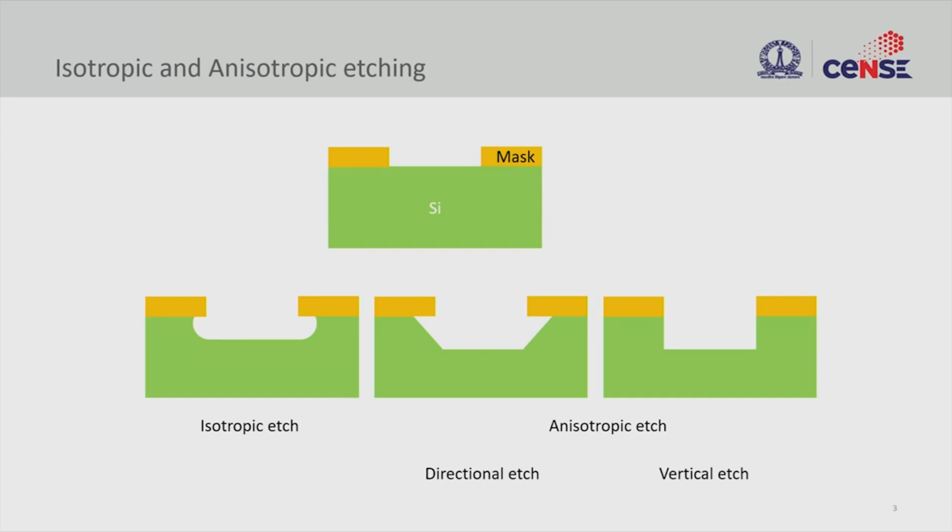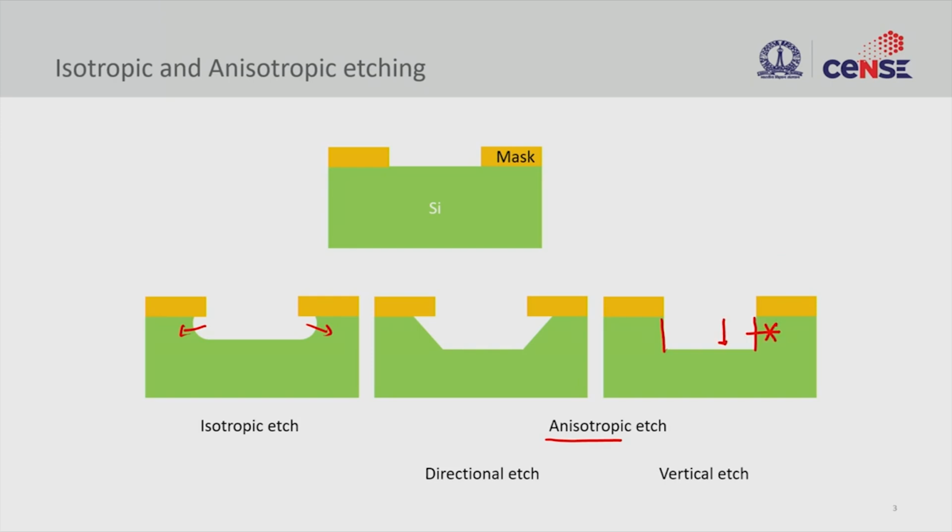This is what isotropic and anisotropic mean, as we explained in the last slide. You have a mask and you have silicon in this case, and we want to etch the material. In isotropic etching, you will see etch in the lateral direction as well. This is the result of equal etch in the vertical and horizontal directions. But if you look at anisotropic, that is, directional etching, you normally refer to this sort of pattern where you do not have any lateral etch, only etch in the vertical direction.